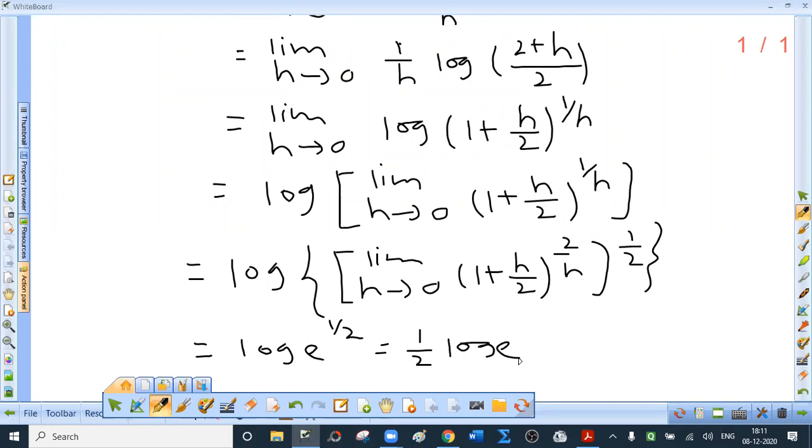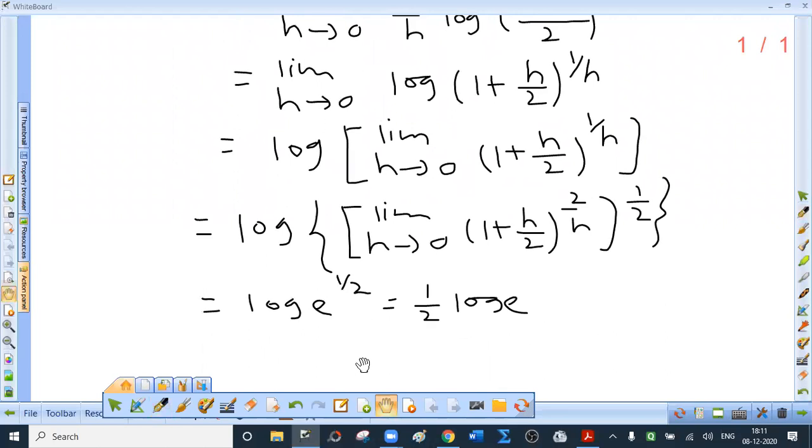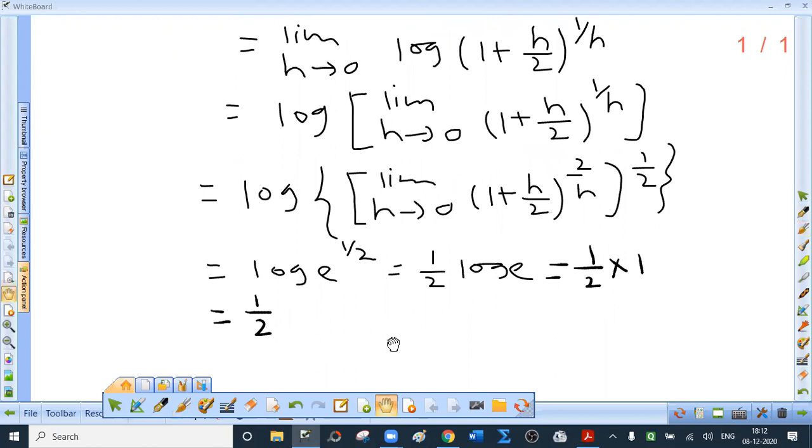Now base of logarithm is e only. Log of any number to the same base is 1, provided it is valid. Otherwise you will say, sir, log 1 to the base 1 is 1. Wrong. Base of logarithm cannot be 1. Base has to be greater than 0, not equal to 1. So half into 1. So what is the final answer? It is nothing but 1 by 2.